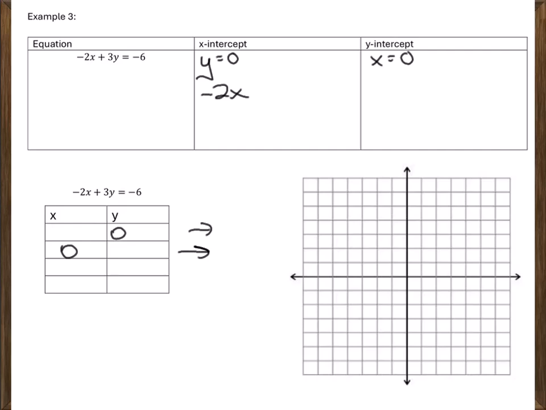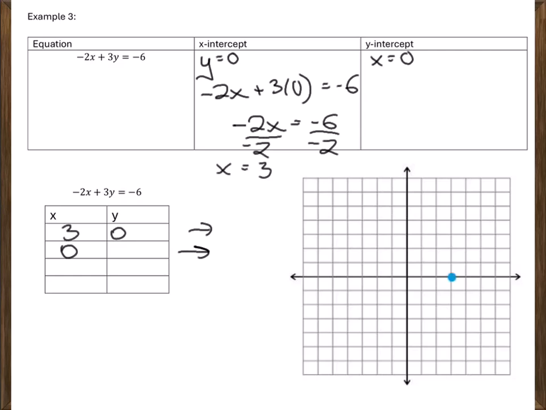So we have negative 2x plus 3 times 0 equals negative 6. So we have negative 2x equals negative 6. Divide both sides by negative 2, and we find out that x is positive 3. So our x-intercept is 3, 0.